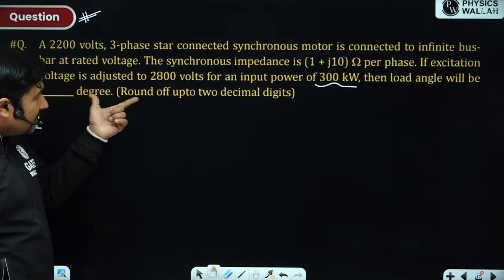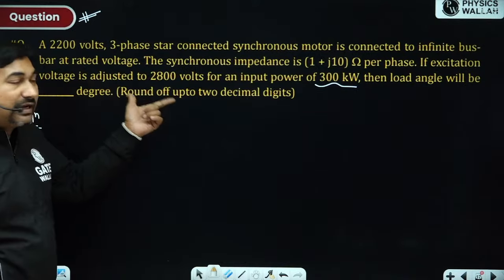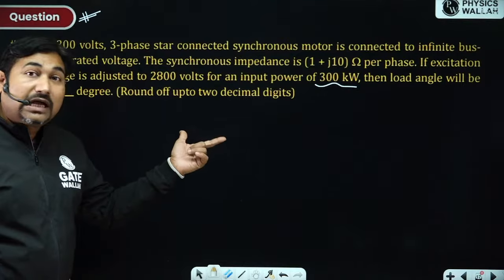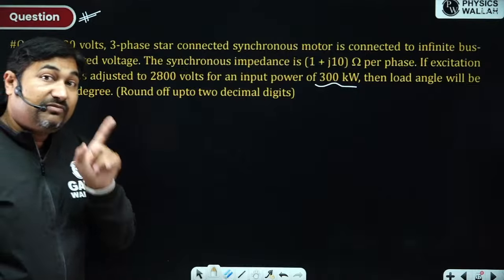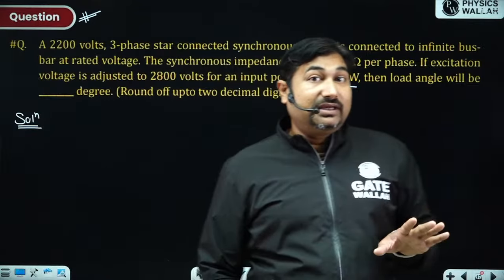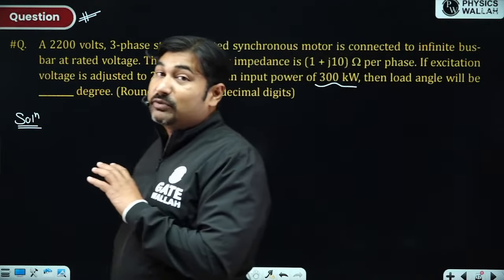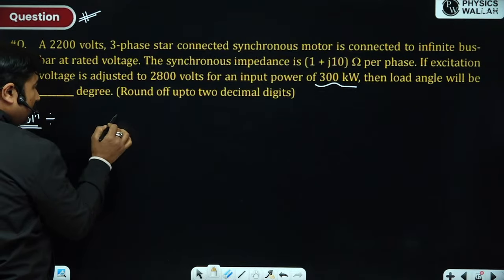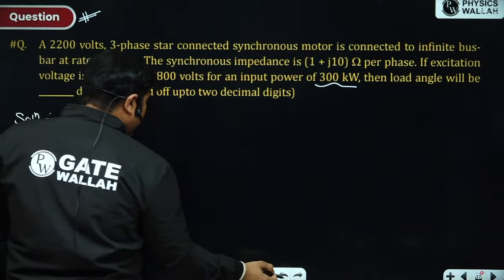If the excitation voltage is adjusted to 2800 volt, excitation voltage means EF. EF is over excited, for an input power of 300 kilowatt. So now we have to go with the input power. Since RA is present, VEF by sine delta is not applicable here. You need to remember the input power equation for a motor, and mostly students forget about the input power. Hoping you also do not remember the formula. So when you are not able to remember the formula, start going with the conventional approach.